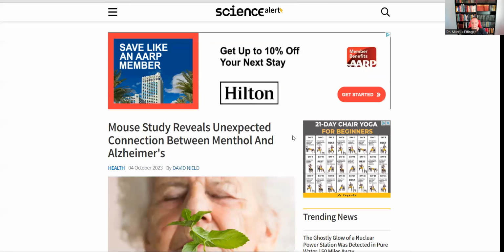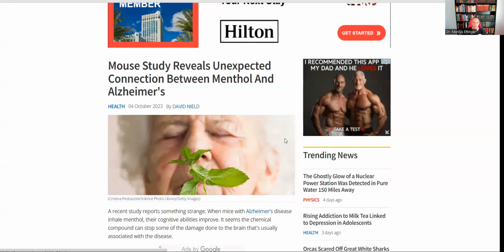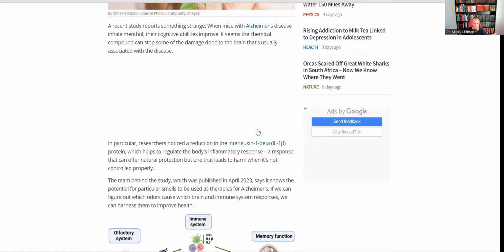Now, this is something that I think is interesting. I'm not going to get into the actual menthol and its handling of Alzheimer's disease, because they're looking at a cause and effect. I'm going to look a little more at a quantum level rather than a linear one. So it's a recent study that showed that the chemical compound can stop some damage done to the brain that's usually associated with Alzheimer's disease.